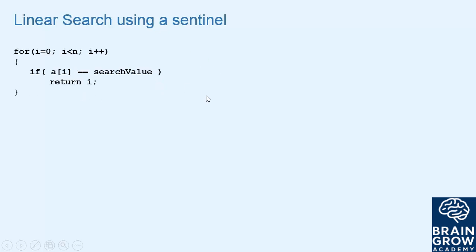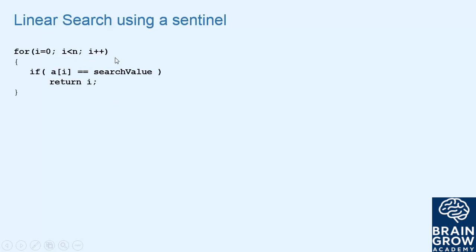Now, in each loop iteration of linear search, we are doing two comparisons. This comparison, i is less than n, and this comparison. Now, this comparison, i is less than n, we are doing so that we don't cross the array boundary. If the search value is not present in the array, and if we don't have this condition, then we'll go past the array boundary.